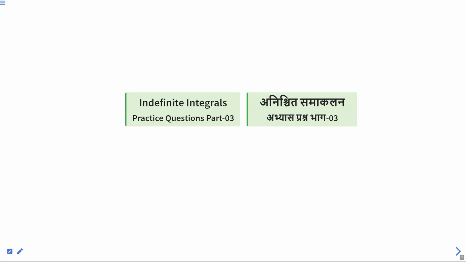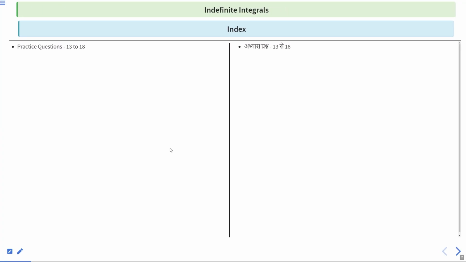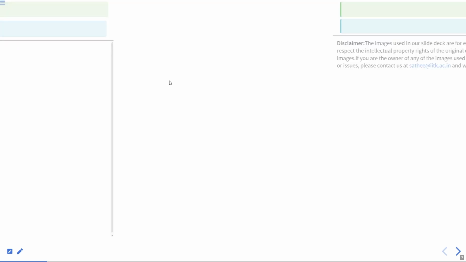Hello everyone. In today's class, we'll see some more practice questions based on indefinite integrals. In the last class, we had covered till question number 12. And now in this lecture, we will start from question number 13 and we'll go till question number 18.